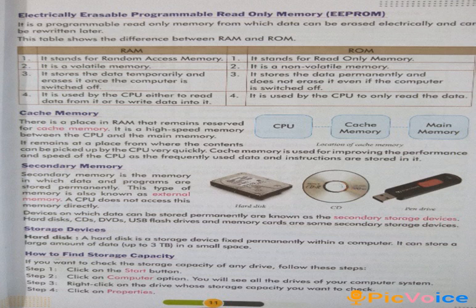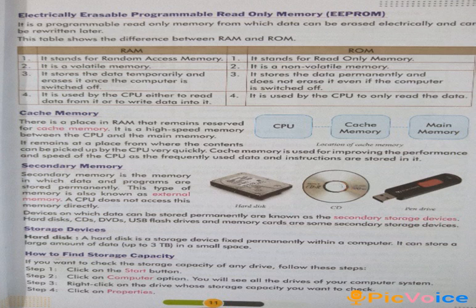Storage devices. Hard disk. A hard disk is a storage device fixed permanently within a computer. It can store a large amount of data, up to 3 TB, in a small space.